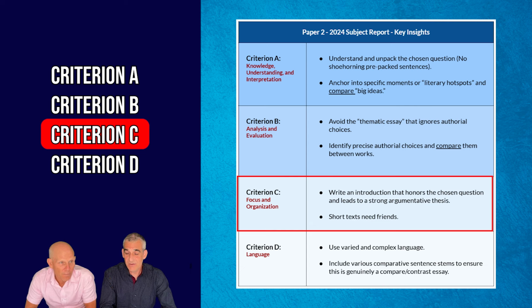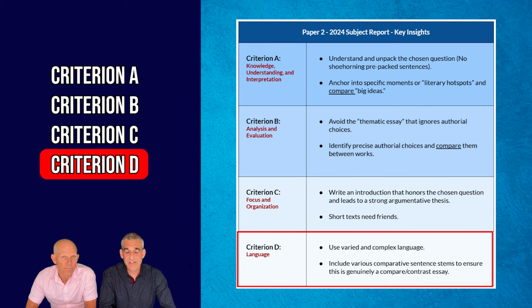That's right, Mr. Giles. Now, lastly, for paper 2, criterion D again is language. This may seem obvious, but we need to think about using varied and complex language. This is an academic paper. You're writing for IB English, right? So you want to use your best academic vocabulary, a range of sentence starters, a range of simple and complex sentences, really showcase your best verbiage.